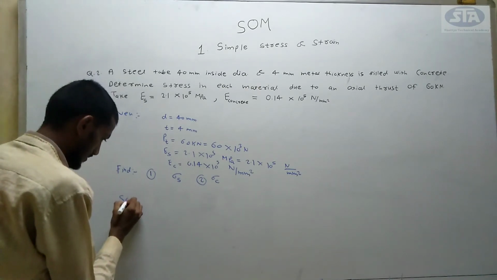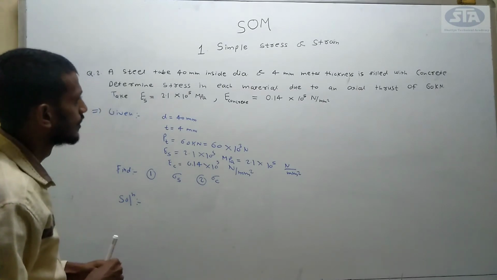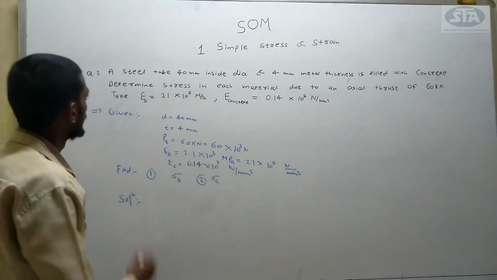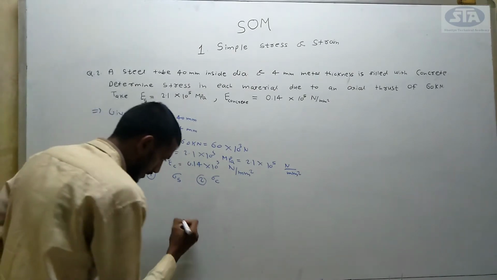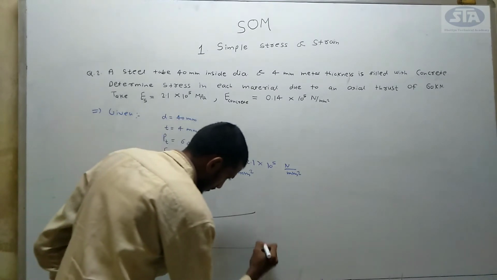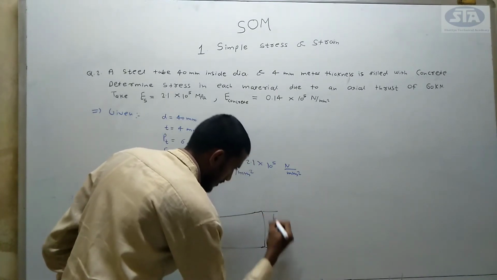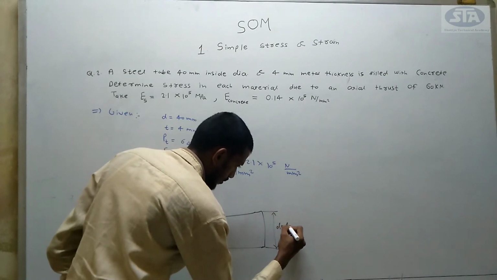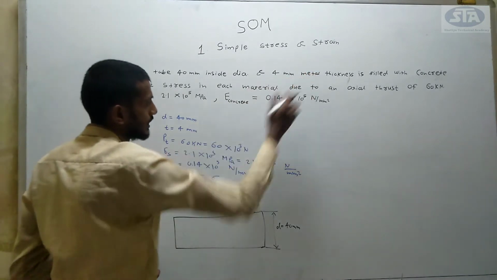Okay, so now we have to find out stress in steel and stress in concrete. The solution: first of all we have to find out the diagram. So how can you find the diagram? A steel tube 40 mm inside diameter. Okay, inside diameter means we have to know inside diameter. Let us consider this is inside diameter small d, which is equal to 40 mm. Okay, next 4 mm metal thickness.